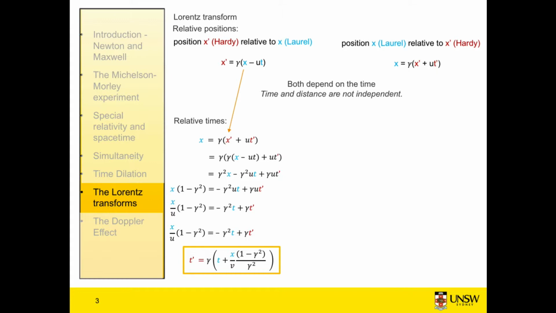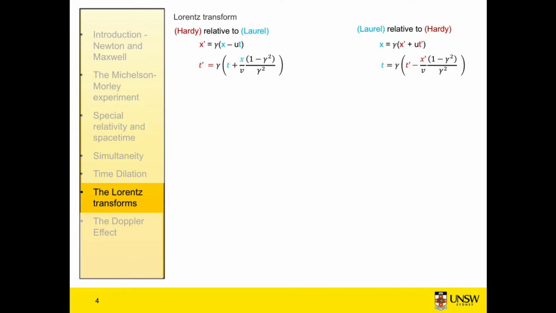And if we do the same procedure, but starting with the other equation, we get the equivalent equation for our time t equal to gamma times t dash minus x dash on v times the same factor, 1 minus gamma squared on gamma squared. So now we have our Lorentz transforms for our x position, so the position of the dimension moving with the relative velocity, and our time.